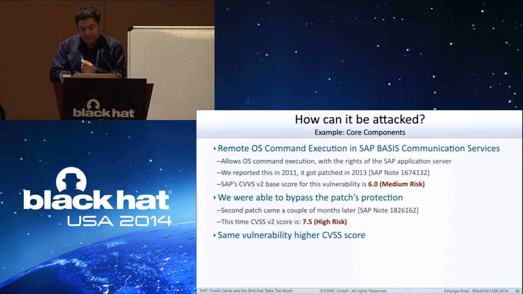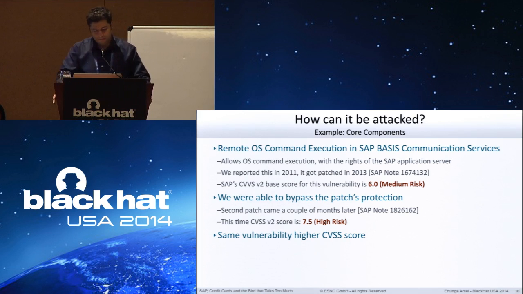SAP released a patch for this and said this is a medium risk issue. I don't know why, maybe because you don't see a shell directly. Then we analyzed the patch, of course after some time, and we found a way to bypass it. So 4 months later they released another patch to patch the patch, and this time it got a 7.5 risk rating out of 10.